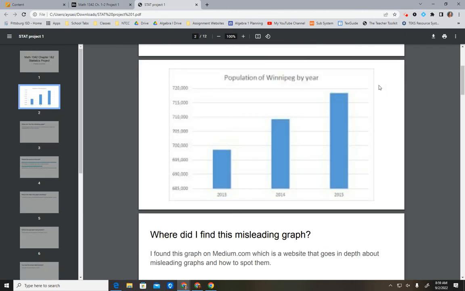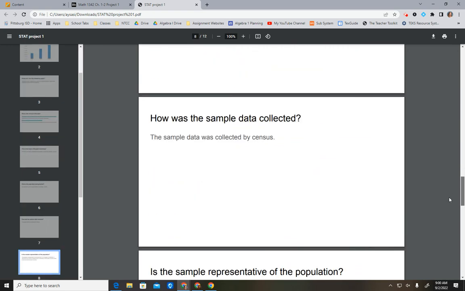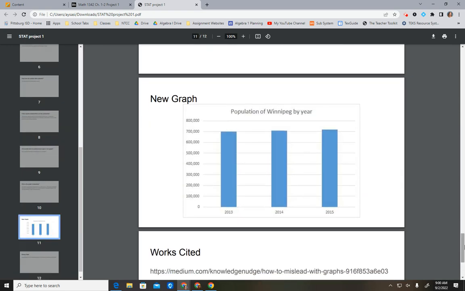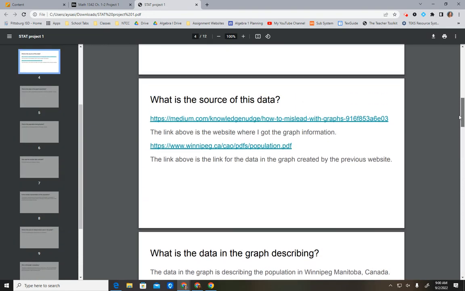Here is an example of someone's from last semester. So they found this graph online. It's population of Winnipeg by year. So you would look and see what is wrong with this. It doesn't have a zero axis. It starts at 685,000. So it makes it look like it increased quite a bit. But if you redraw it like she did, it's pretty close to the same. And she used technology to redraw it too. So you're not allowed to use this graph. You're going to have to find a different one.